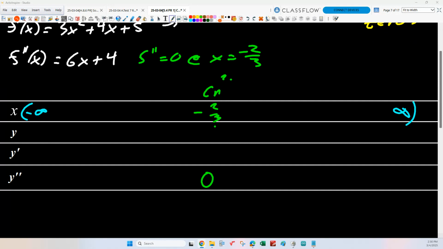I know I have a 0 of the second derivative at negative 2/3, but for that to be an inflection point, what would have to happen? It'd have to change concavity. So what's that mean I have to do then? I got to test some values, don't I? So I could pick something like 0. That'd be an easy one, right? We could pick 0 as a test point.